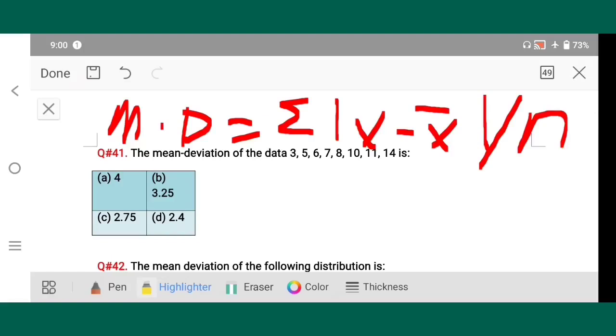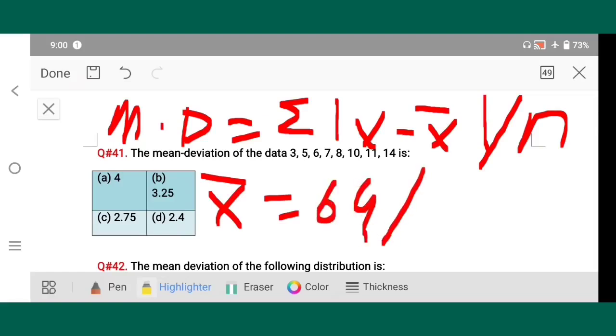So first find the x bar. Just like 3 plus 5 gives 8, 8 plus 6 gives 14, 14 plus 7 gives 21, 21 plus 8 gives 29, 29 plus 10 gives 39, 39 plus 11 gives 50, 50 plus 14 gives 64. So 64 divided by 1, 2, 3, 4, 5, 6, 7, 8. So it gives 8. So our mean is 8.